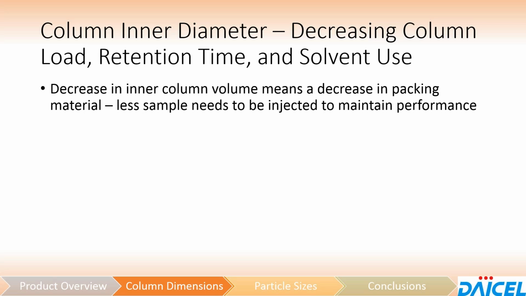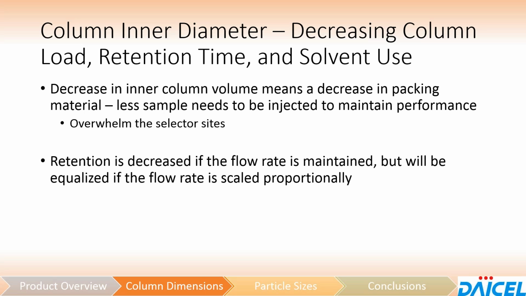If we, again, make sure that we keep the flow rate the same and we're just decreasing the column ID, we will expect to see a decrease in column loading, a decrease in retention time, and a decrease in solvent use as well. So decreasing the inner column volume means there's going to be less volume for packing material. And because there's less packing material, it's easier to overwhelm the selector sites. So you need to inject less sample, which can be helpful if you are trying to conserve a valuable, precious sample.